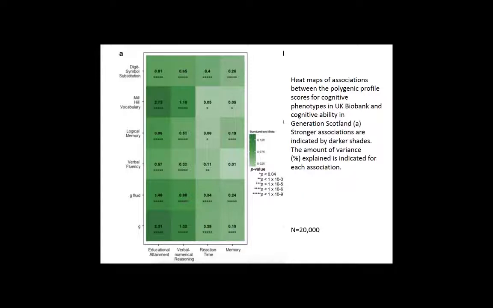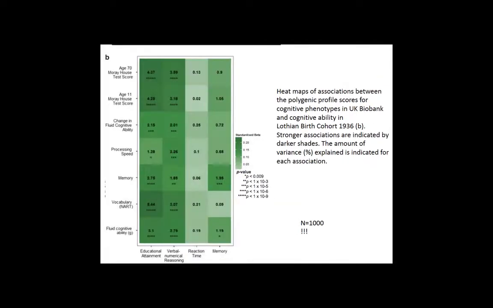And then this is from the Generation Scotland data set, where they looked at these sorts of data. So there was Mill Hill vocabulary score, and they predicted almost 3% of their variability in the Mill Hill vocabulary score with the educational attainment gene score. So a nice way of saying, hey, we don't know exactly what we're looking at, but this is in an independent sample predicting a phenotype that we care about.